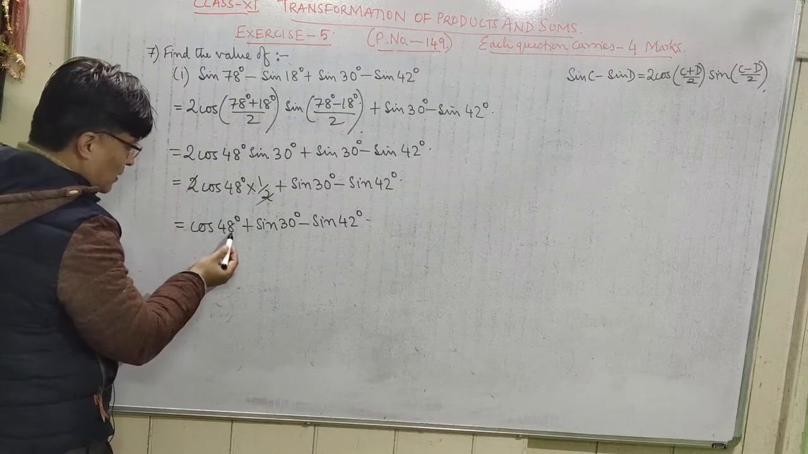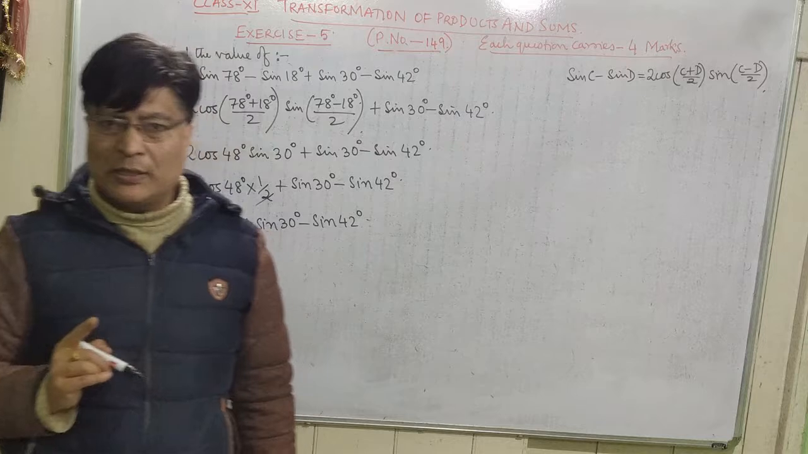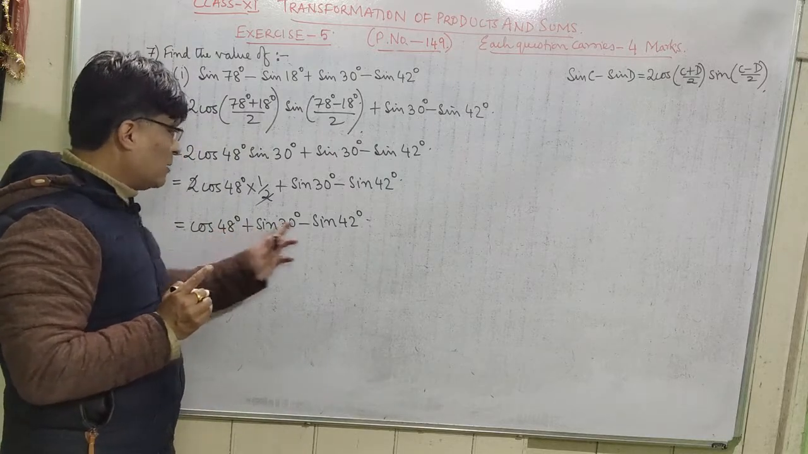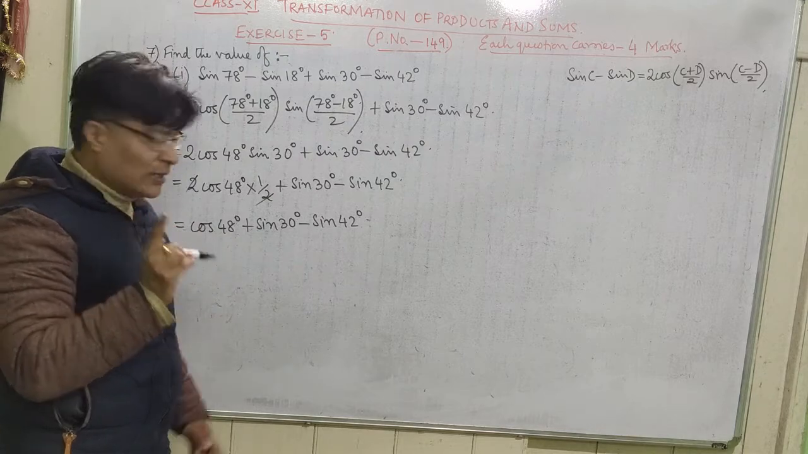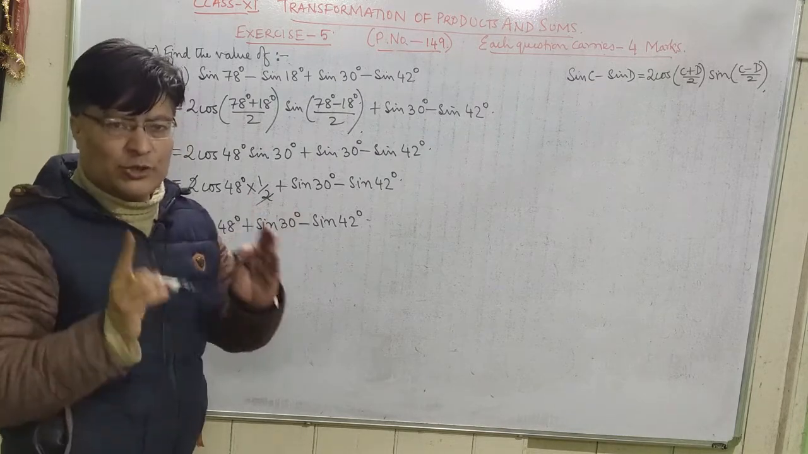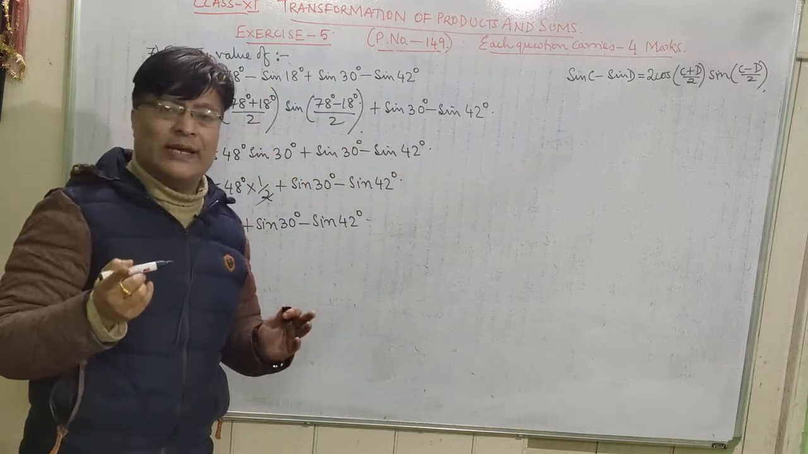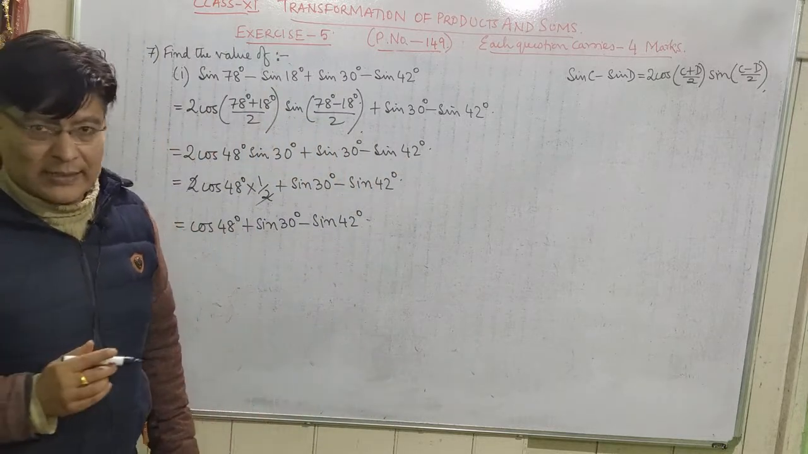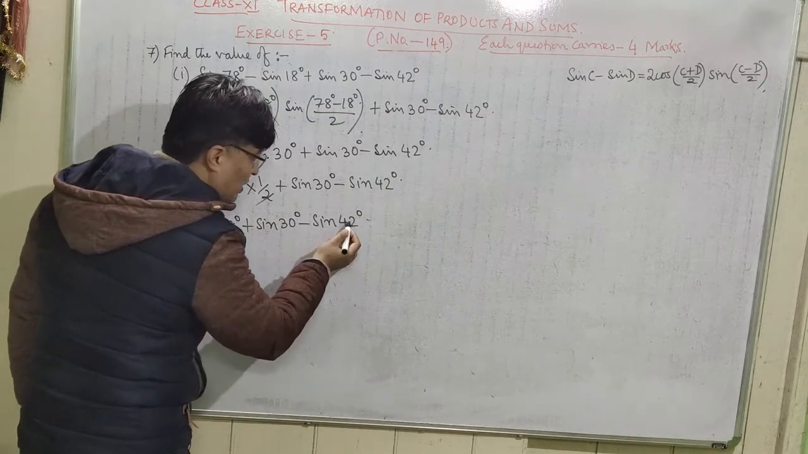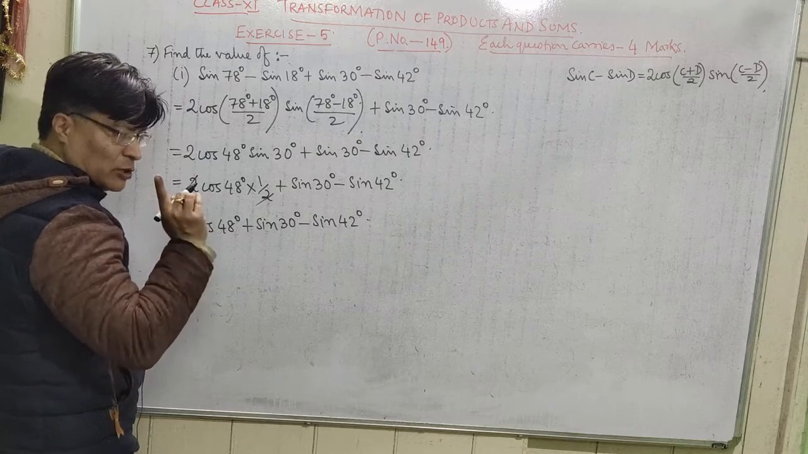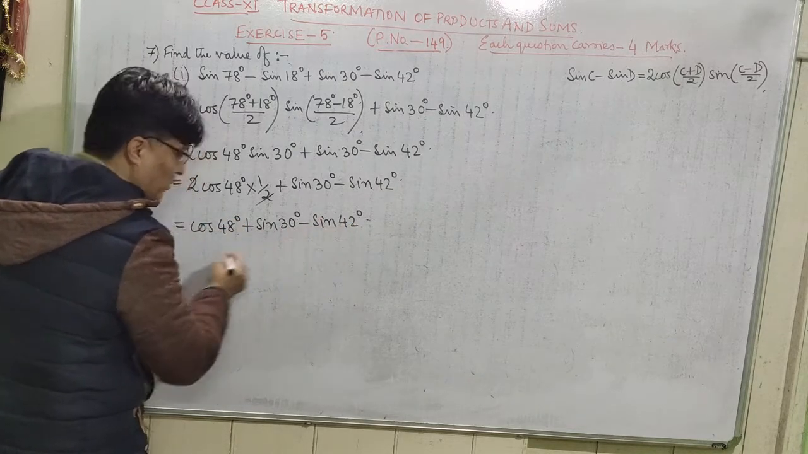So now this 48 and 42, these are not your standard angles, but we know that this 48 plus 42 is 90 degree. These are complementary angles. If the sum of the two angles is equal to 90 degree, then these two angles are known as complementary angles. You know that, isn't it? So either you can convert this 48 into 42 degree or 42 degree into 48 degree. So you have to convert only one angle. Okay, let us convert this 48 in terms of 42.